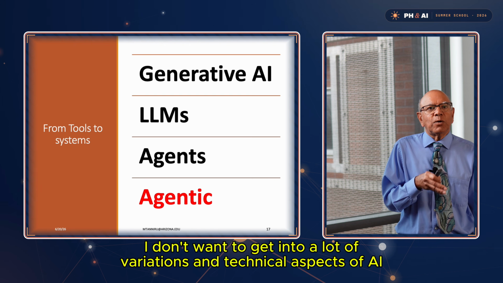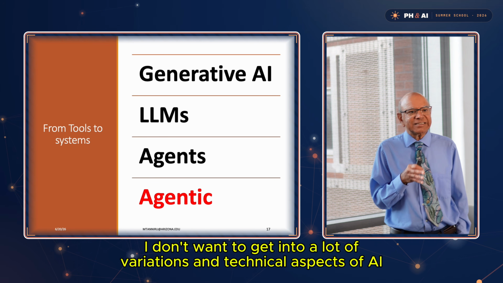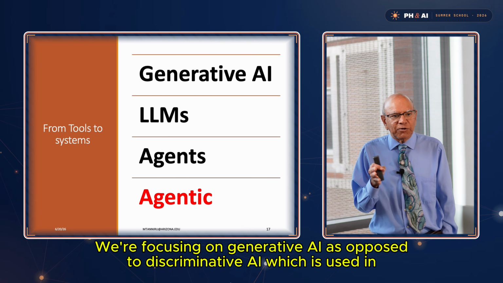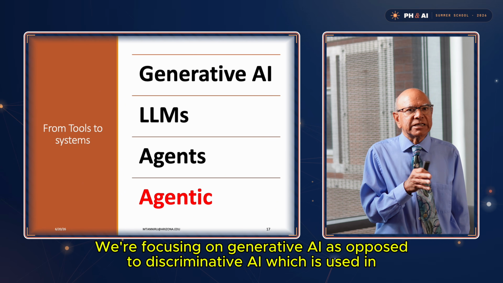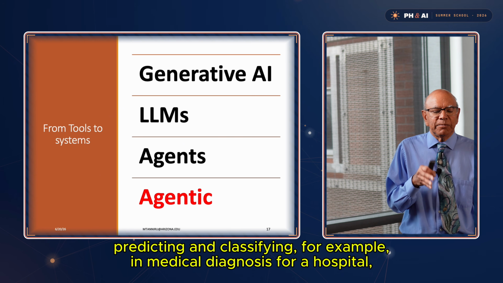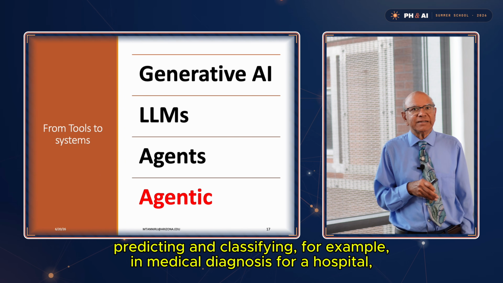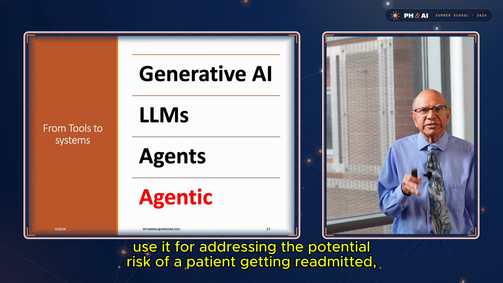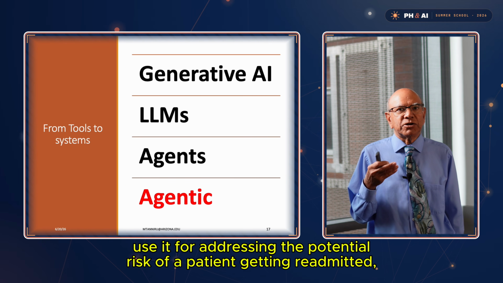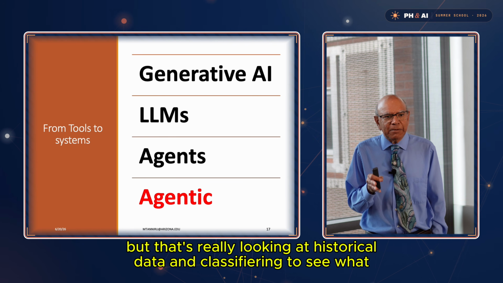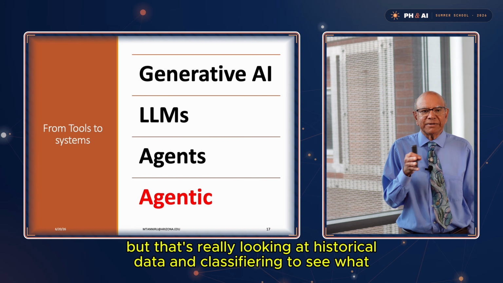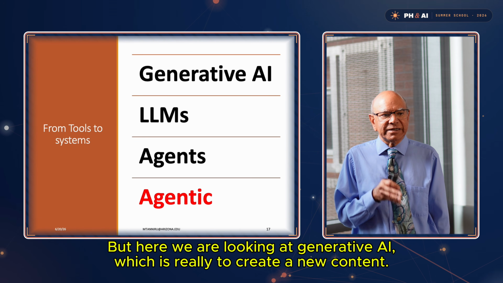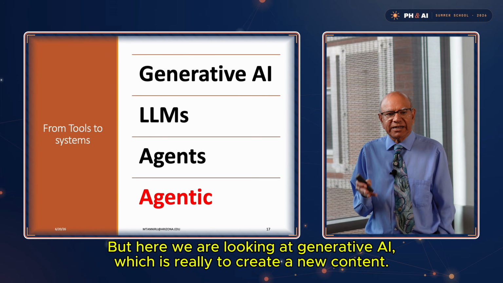Now, I don't want to get into a lot of variations and technical aspects of AI here, but we're focusing on generative AI as opposed to discriminative AI, which is used in predicting and classifying, for example, in medical diagnosis, or for a hospital to address the potential risk of a patient getting readmitted. But that's really looking at historical data and classifying to see what conditions exist. Here we are looking at generative AI, which is really to create new content.